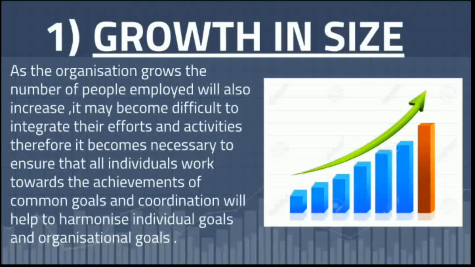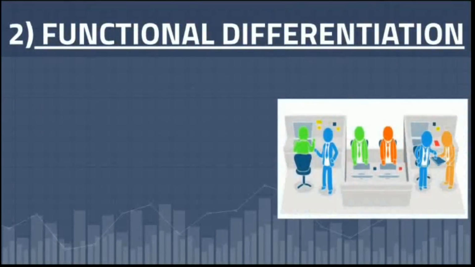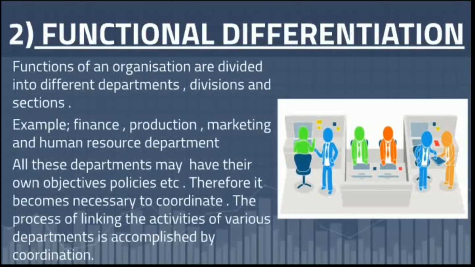The second point of importance of coordination is the functional differentiation. When we are talking about functional differentiation, it is nothing but that there are several and a variety of functions that are performed in the organization. So the organization is divided into different departments, divisions or sections. Here separate departments are there, separated according to each function. That is, we have a finance department, a production department, a marketing department, or a human resource department.